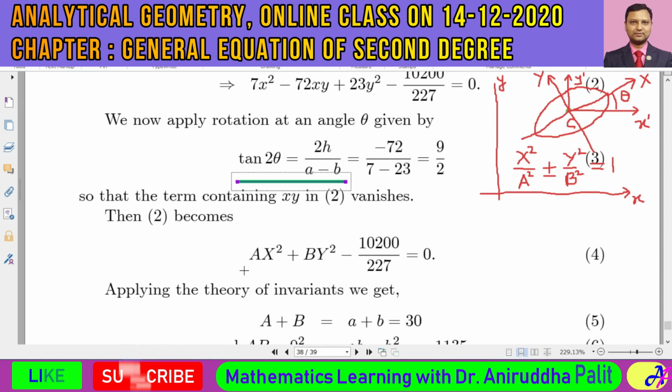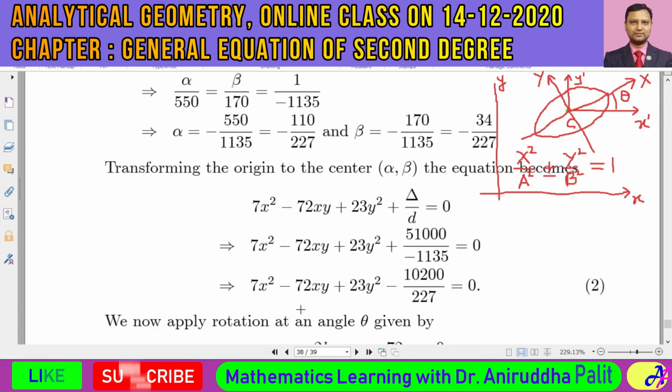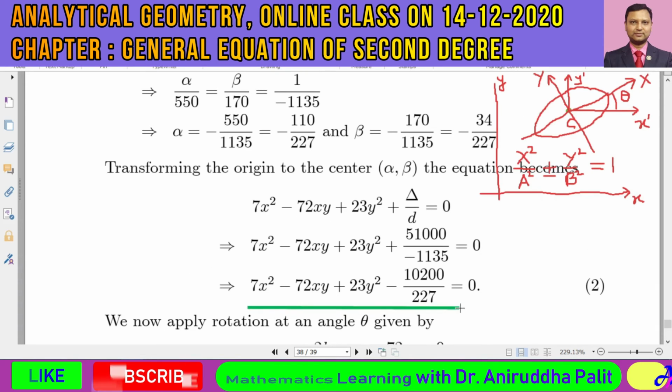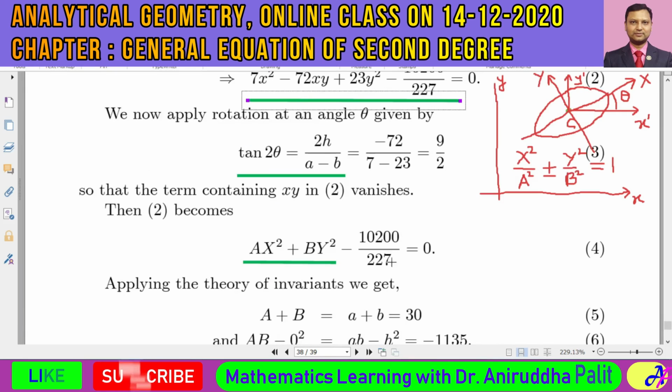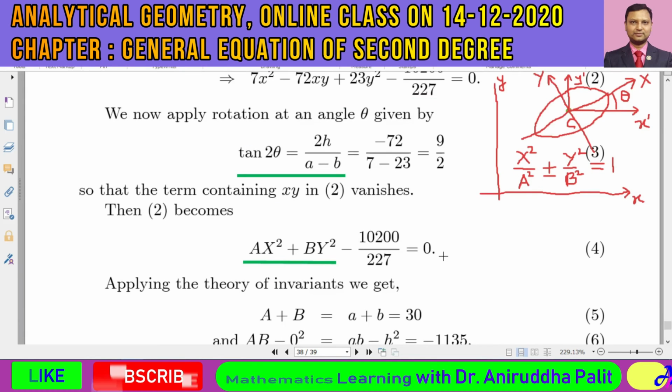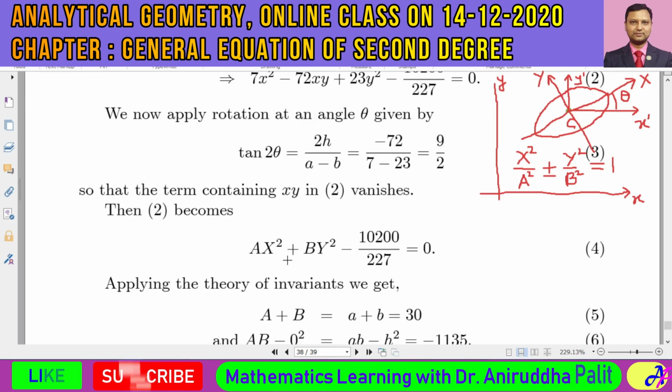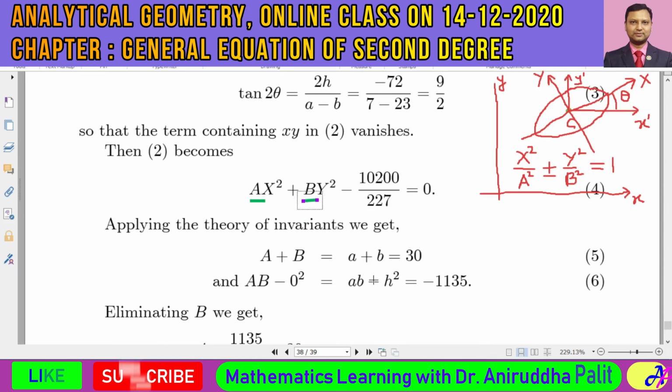Okay, and therefore this equation number 2 would be converted into this equation number 4. So what we have, we find that we need to compute capital A, and then we need to compute capital B, and we apply the theory of invariance. Therefore we shall have A plus B is equal to small a plus small b. We already know the values of small a and small b, that is equal to 30.